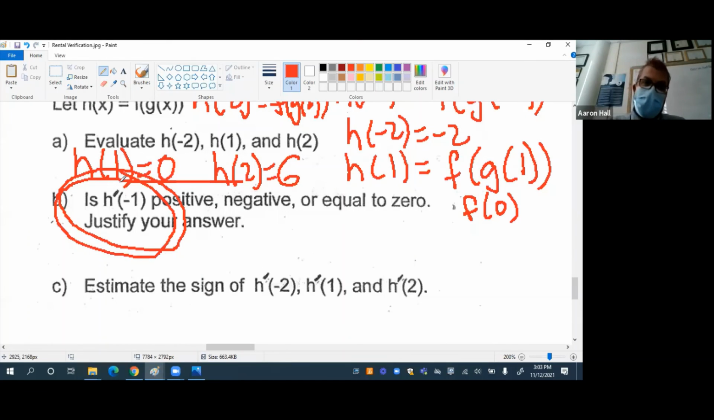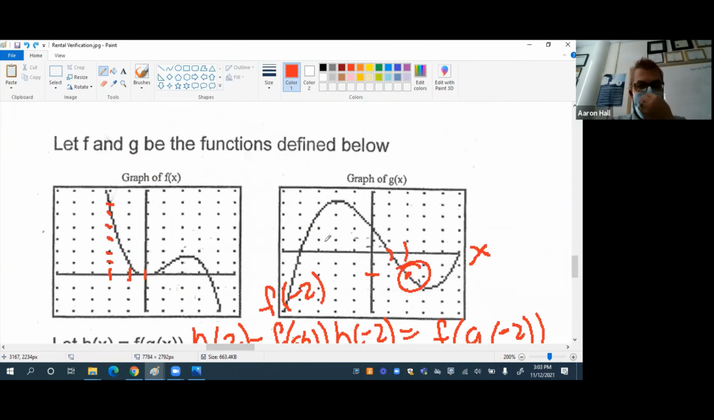Yeah, that is calculus. I want to find h prime of negative 1. How in the world do I do that? Do we have to do the chain rule?